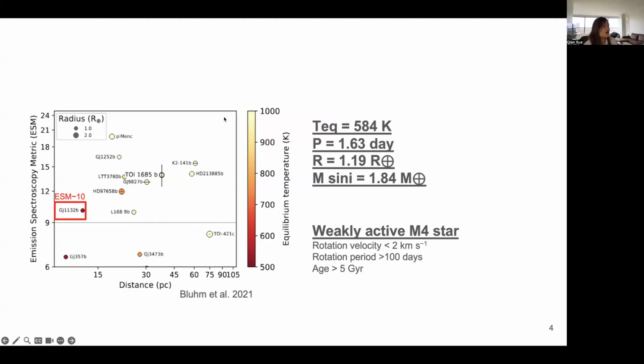So what's more, the host star GJ1132 is an M star. They're famous for their activeness and variability, for example, TRAPPIST-1. However, GJ1132 is considered to be a weakly active M star that has a rotation period larger than 100 days. So the planet itself and the star itself are all very good for emission spectroscopy.